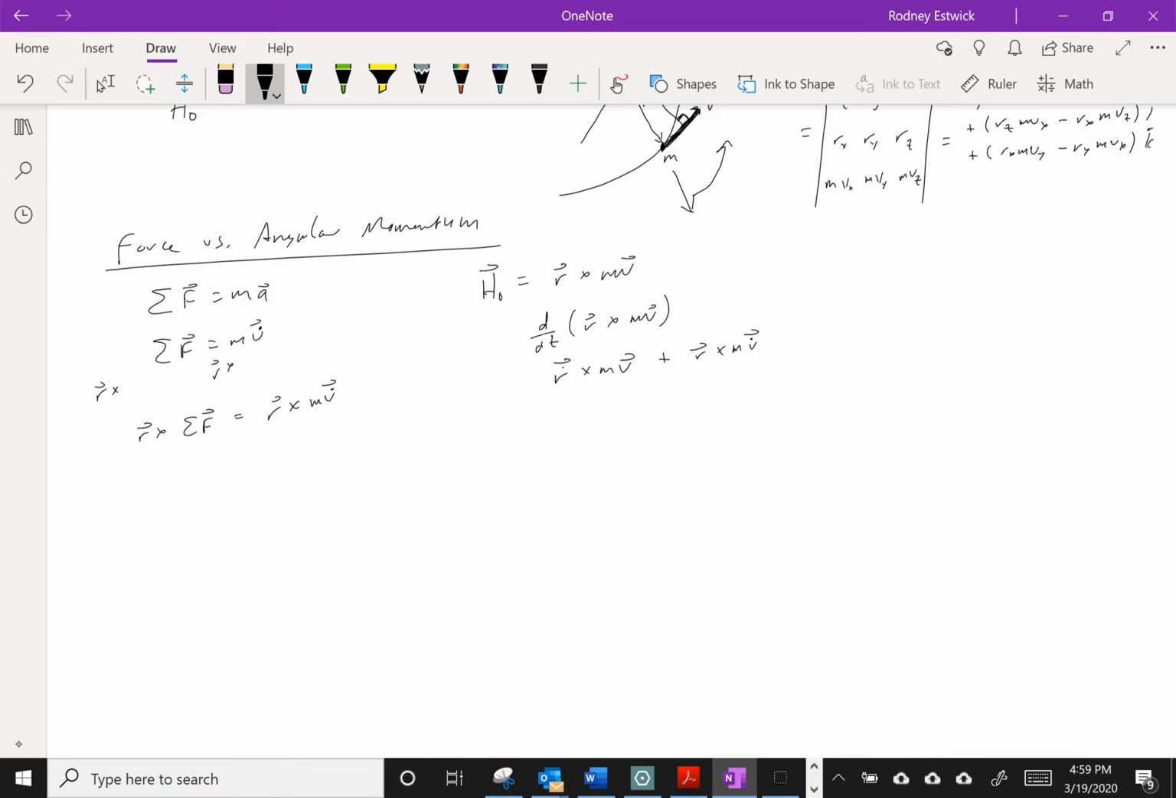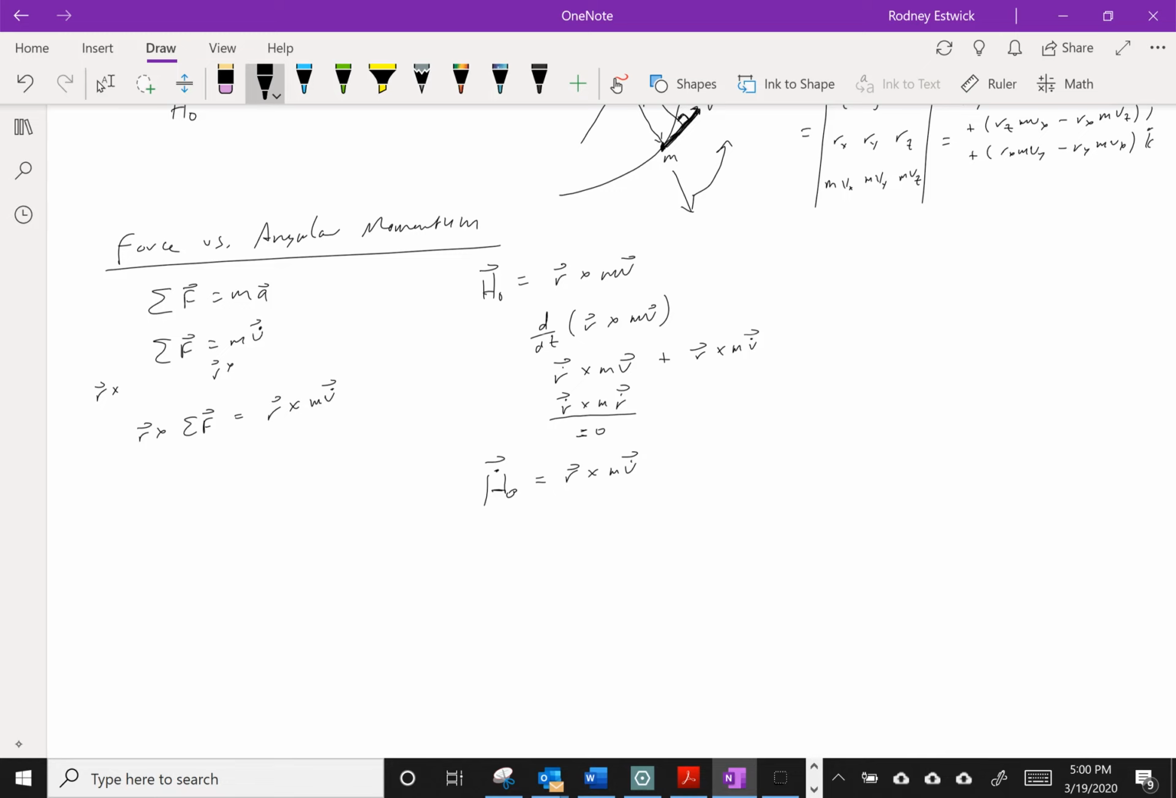So what's interesting here is this first term is r dot crossed into itself, because velocity is just the time rate of change of position. By the definition of the cross product, that equals 0, because the vectors are co-aligned, and so the sine of the angle between them is 0. So what we're left with is that H_O dot, the time rate of change of the angular momentum, is equal to r crossed into the mass times the time rate of change of velocity.